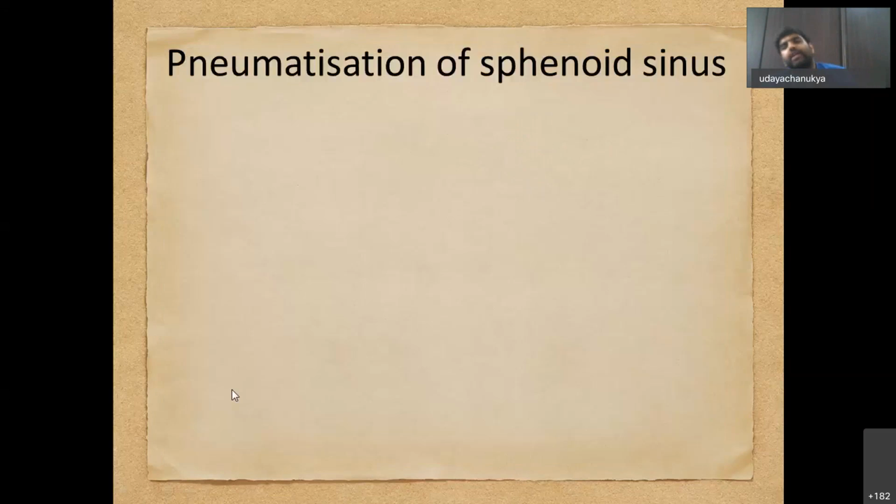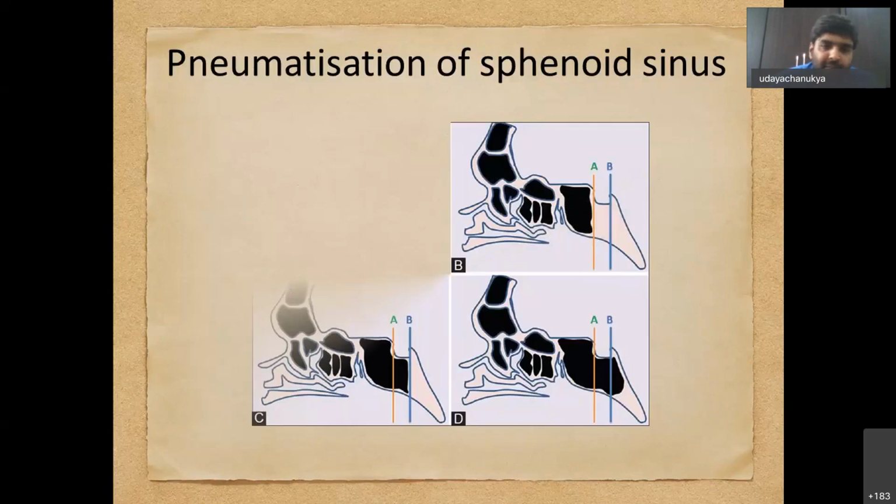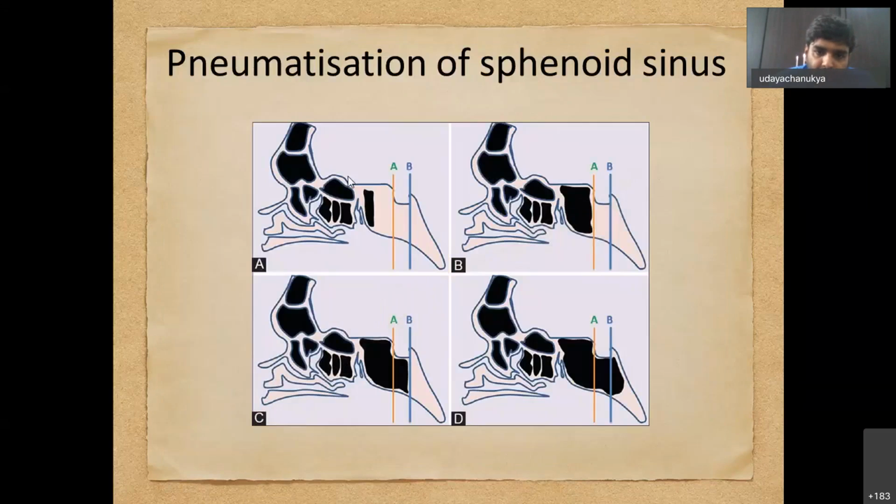Coming to the types of pneumatization of the sphenoid sinus. The sphenoid sinus is pneumatized in four different types, namely a conchal type, a presellar type, a sellar type, and a complete sellar type. This is the sella turcica. Anywhere away from the sella, or limited pneumatization, is conchal. Anterior to the sella is presellar. Nearing the sella or in the sella is sellar type, and completely till the posterior part is the complete sellar type.